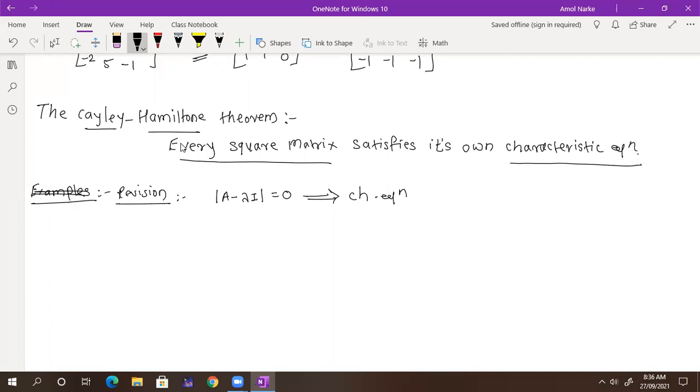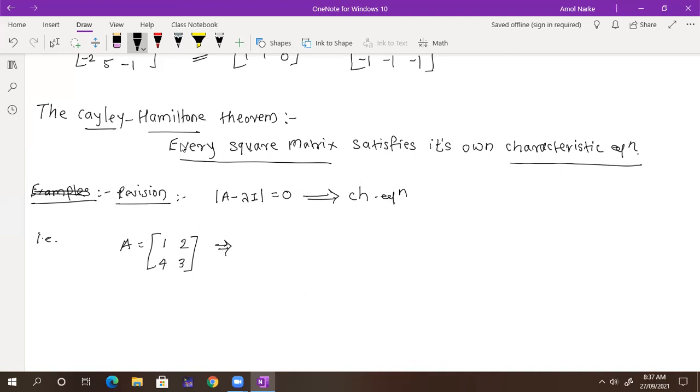For example, let's take a 2 by 2 example. A is my matrix; I'm taking any matrix, so I just take 1, 2, 3, 4. Can you find the characteristic polynomial for that matrix? How can one find the characteristic polynomial? First find the values of lambda. How can one find the values of lambda?